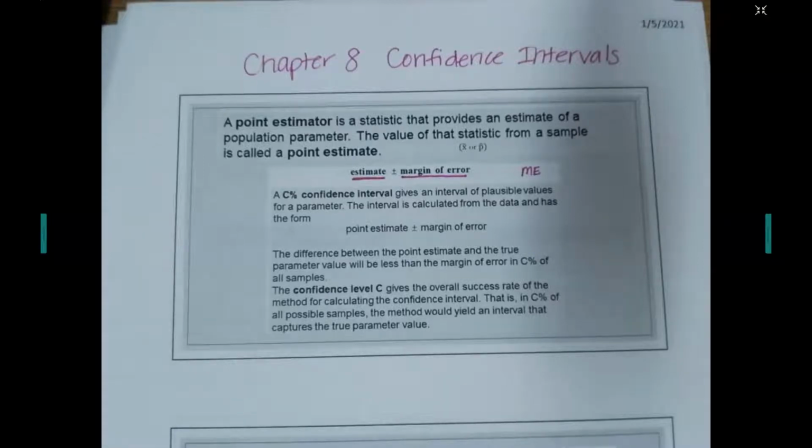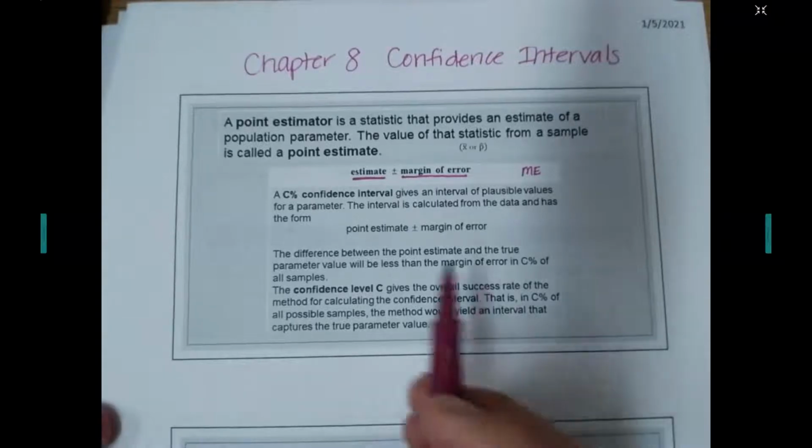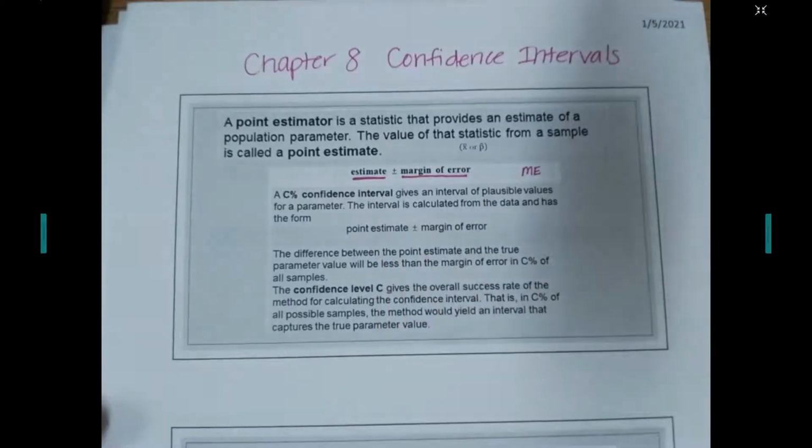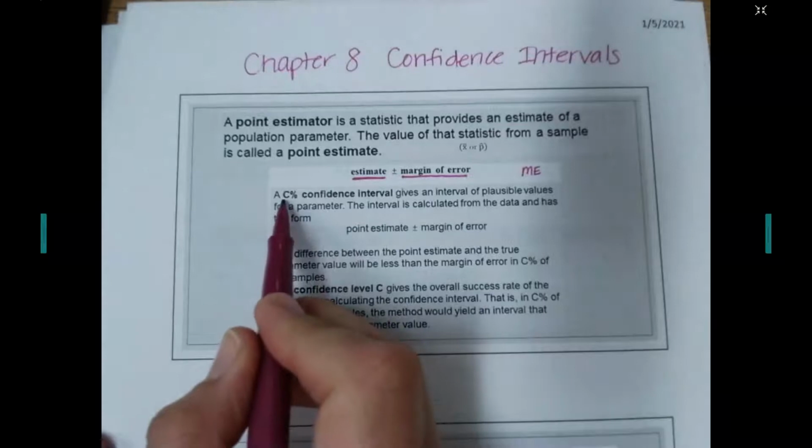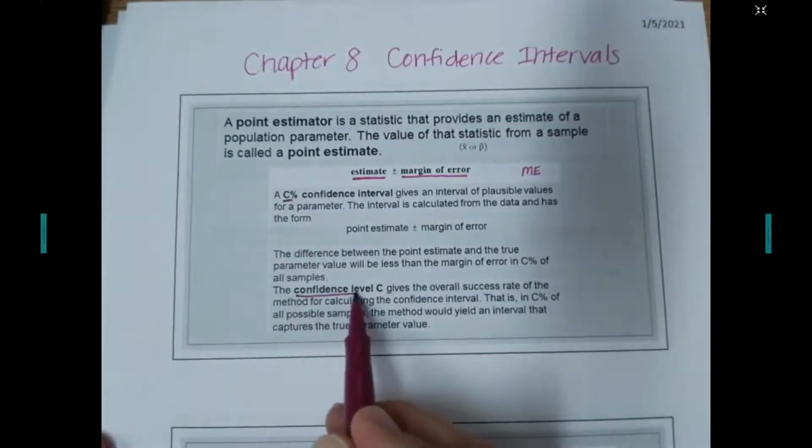A C% confidence interval gives an interval of plausible values for a parameter. Not possible, but plausible. Okay? Plausible values for a parameter means believable. Makes sense, right? The interval is calculated from the data and has the form: start with the point estimate, plus or minus the margin of error. The difference between the point estimate and the true parameter value will be less than the margin of error in C% of all samples. All right? That confidence level. That C there, that's the confidence level.